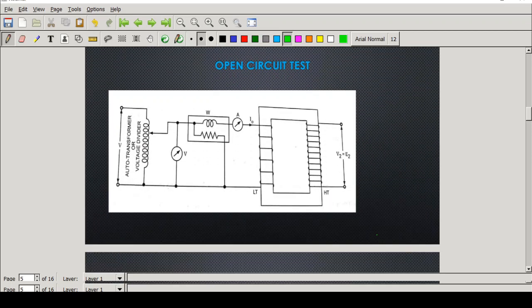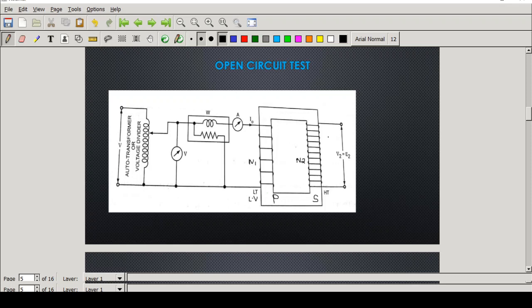Now what is this open circuit test? From the name itself you can understand this. You can see here the primary winding, it is actually a low voltage winding. So I will take this as primary, and this as secondary. So primary side is low voltage, you can see, because the number of turns here is very less. Suppose if here the number of turns I take it as N1, this N1 is less than N2. That means secondary will be the high voltage side. Okay, so you can see the high voltage side is kept open.